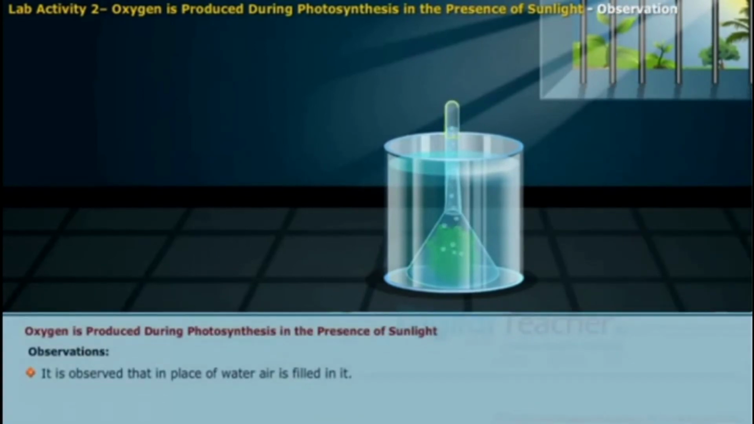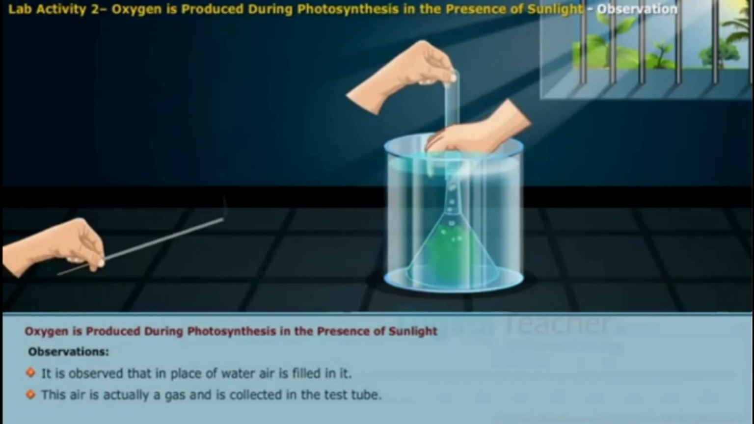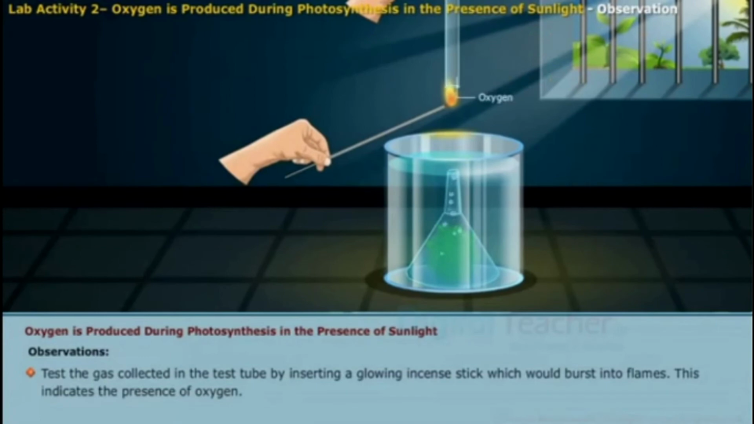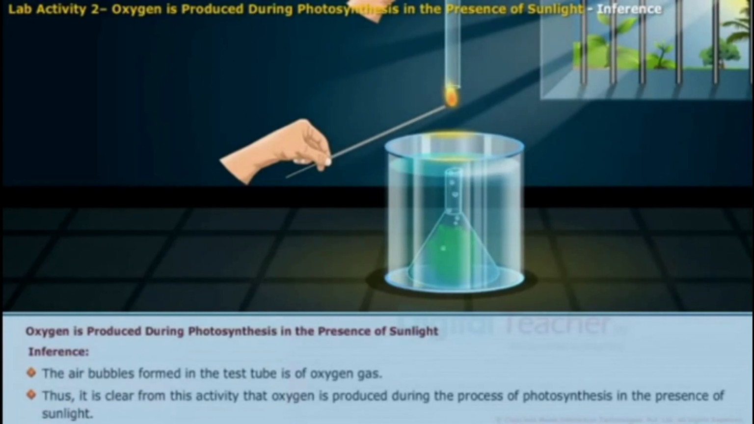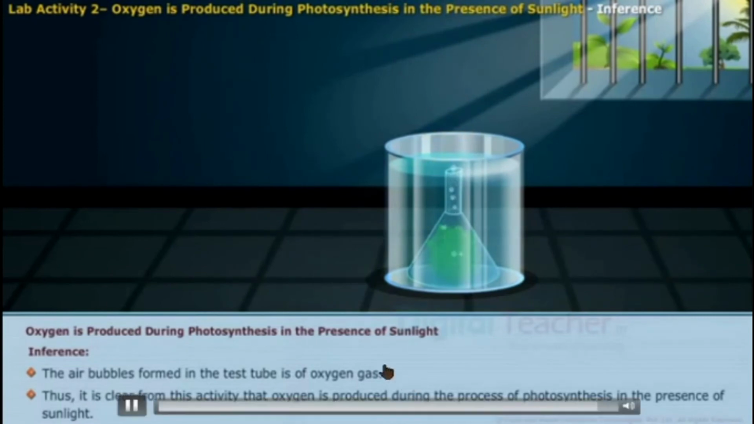It is observed that in place of water, air is filled in it. This air is actually a gas and is collected in the test tube. Test the gas collected in the test tube by inserting a glowing incense stick, which would burst into flames. This indicates the presence of oxygen. The air bubbles formed in the test tube are of oxygen gas. Thus, it is clear from this activity that oxygen is produced during the process of photosynthesis in the presence of sunlight.